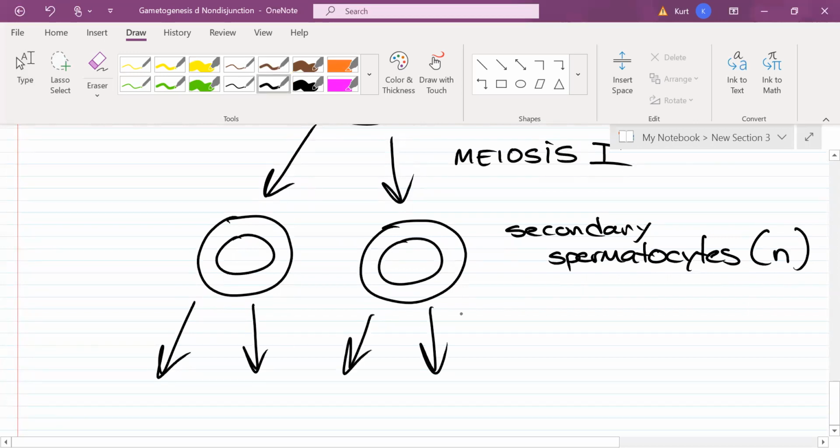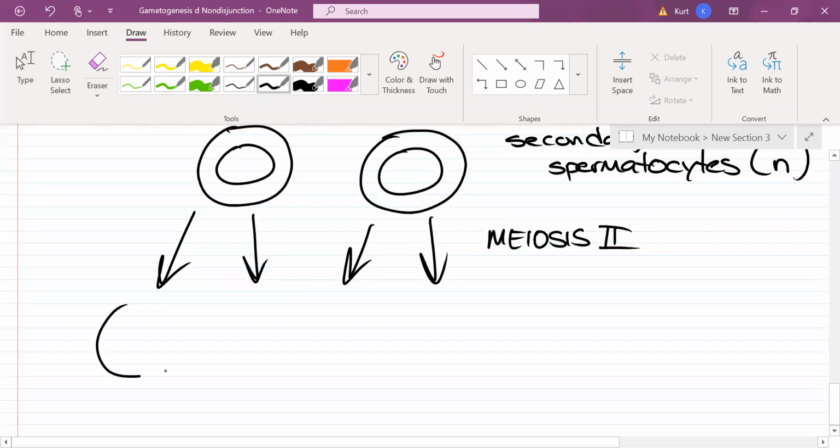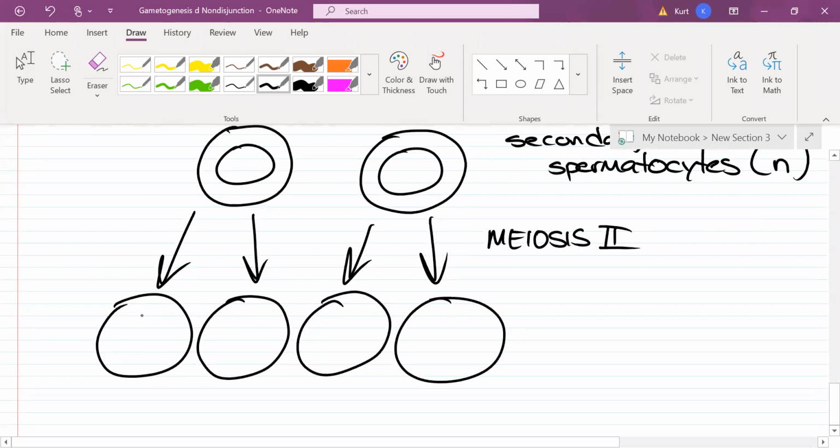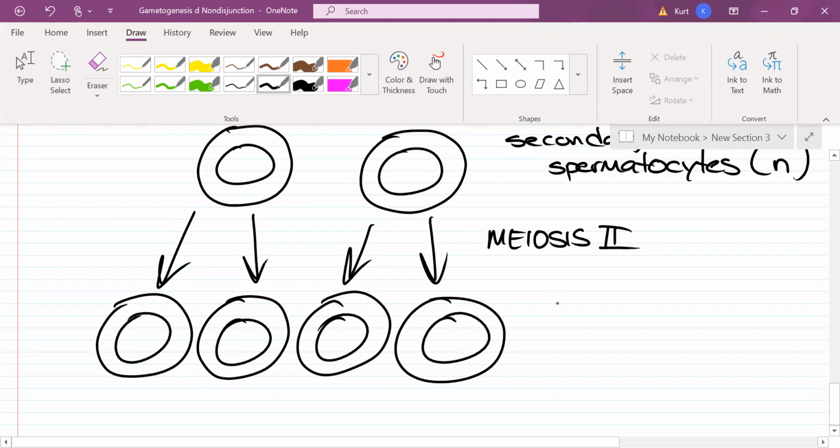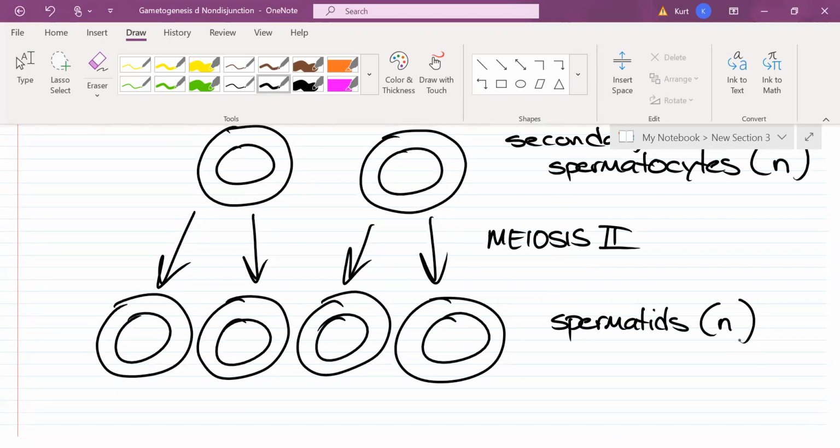And then you go through meiosis 2, which is where you go from 2 cells to 4. These are called spermatids, and they are haploid. Remember that all these cells are genetically unique. Some sperm might carry an X chromosome, some might carry a Y. They only carry one sex chromosome.